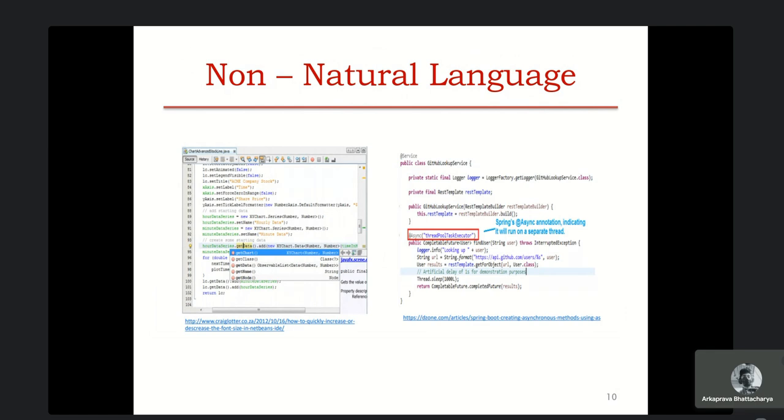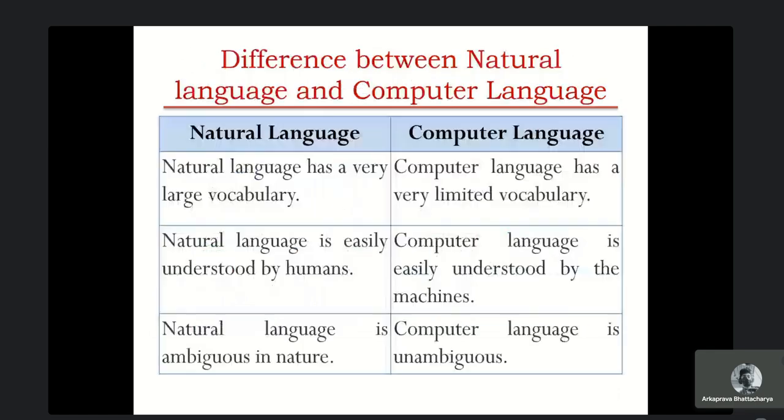Now the difference between a natural language and a non-natural language, such as a programming language. If you look at the difference between natural language and computer language, natural languages have a very large vocabulary, but computer languages have very limited vocabularies. Natural languages are easily understood by humans, but computer languages are easily understood by machines. Next, natural language is very ambiguous in nature, while computer language is unambiguous.